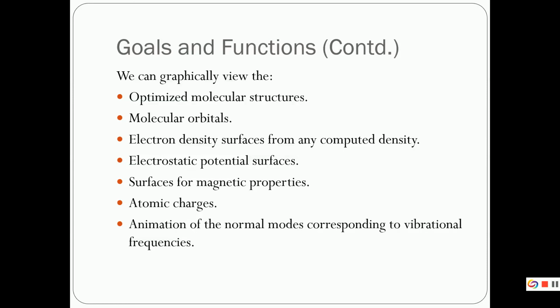Besides visualizing the Gaussian results graphically, we can also graphically view the optimized molecular structures, the molecular orbitals, and the electron density surfaces from the computed density. We haven't done that yet, but I researched it. And then we can see the electrostatic potential surfaces, the atomic charges, and the animation of the normal modes corresponding to the vibrational modes. And also we can see the surfaces for the magnetic properties. So these are the goals and functions that I tried to discover from the Gausview software.